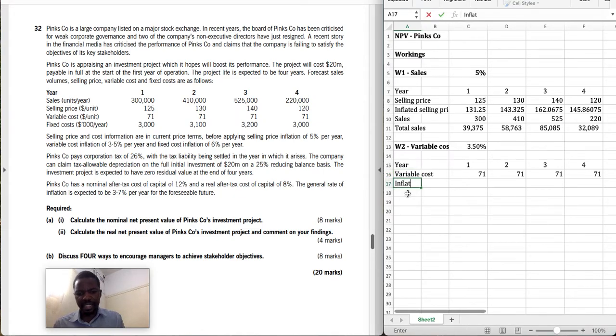We inflate this: inflated variable cost per unit. We will say variable cost multiplied by, we open the bracket, we say 1 plus the inflation rate. Don't forget to lock that. Then we close the bracket to the power 1 for the first year. Then we copy the formula down.